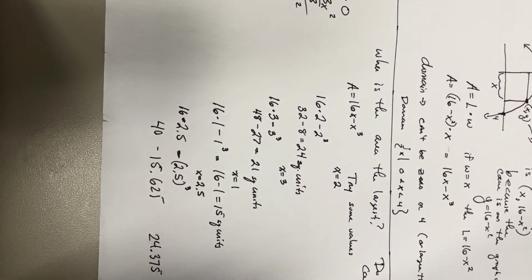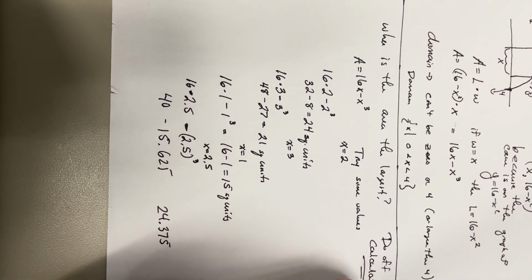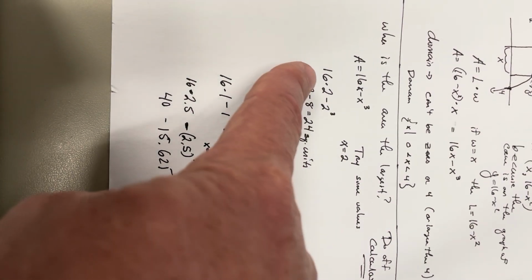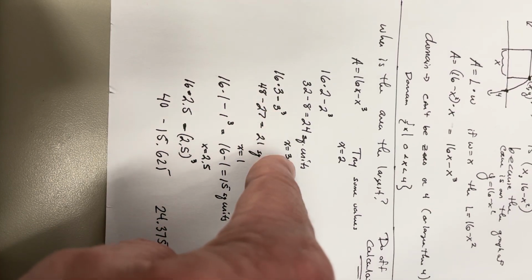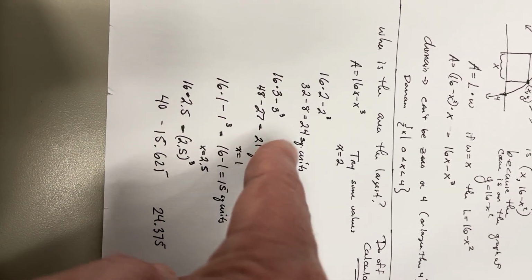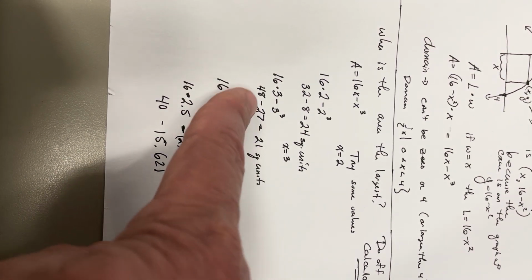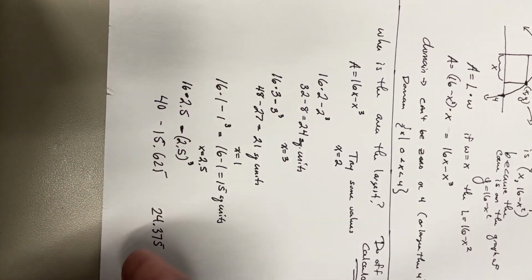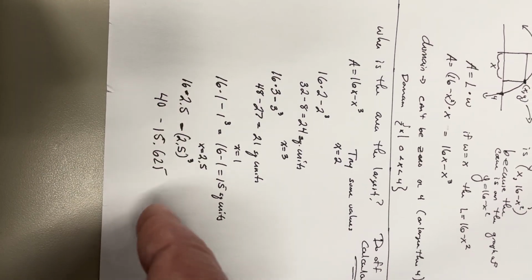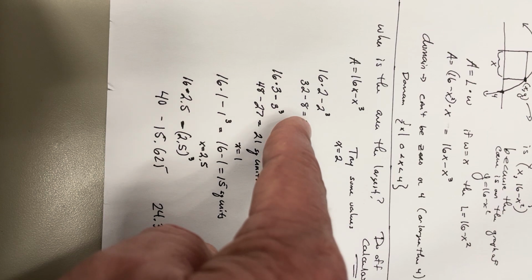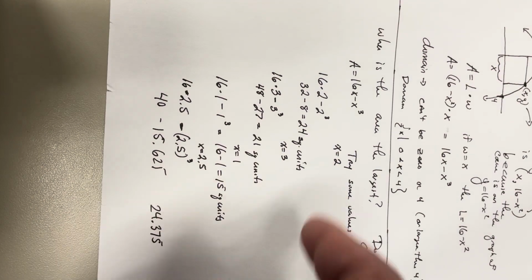So what I did was I started off and I said, let's just try some values, and we'll actually end up having to do a calculator response here. I started off with x equals 2, and I plugged in 2 for x, and I got 32 minus 8, which is 24 square units. All right, so I tried x equals 3, and I got 16 times 3, which is 48. 3 cubed is 27, and so I have 48 minus 27 is 21 square units. I said, okay, let's try x equals 1. And again, plugging in 1, I got 15 square units. So clearly, my answer is somewhere around the 2's and the 3's.